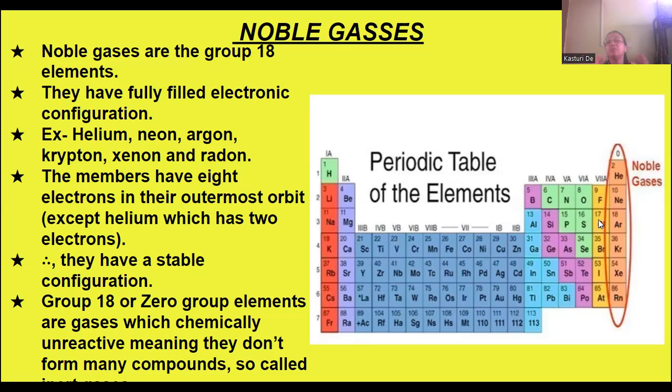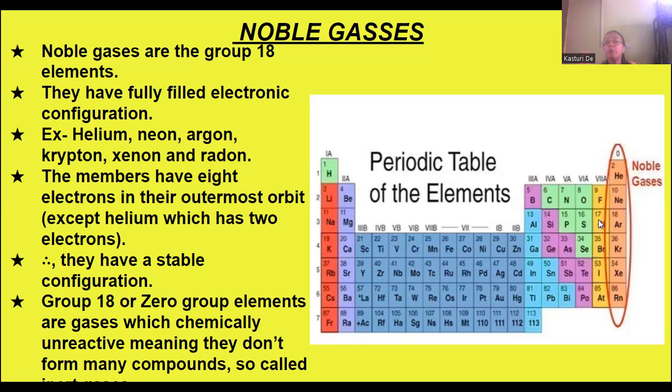The valence shell is a complete octet. Only helium has just 2 electrons in its valence shell, and that is also complete. So helium, neon, argon, krypton, xenon, and radon are the noble gases. Because they have a filled valence shell, they are not reactive. That's why they are known as inert gases. They have a stable electronic configuration.